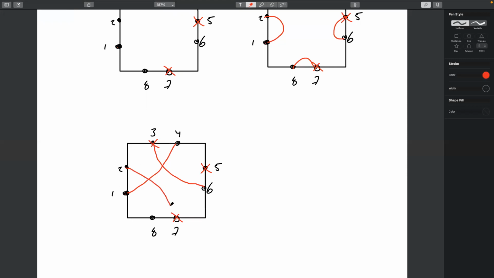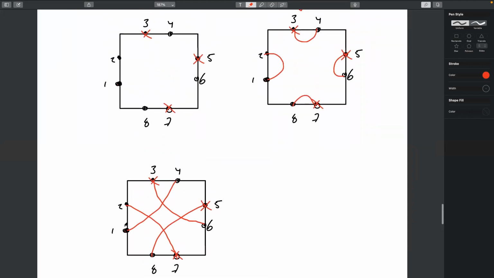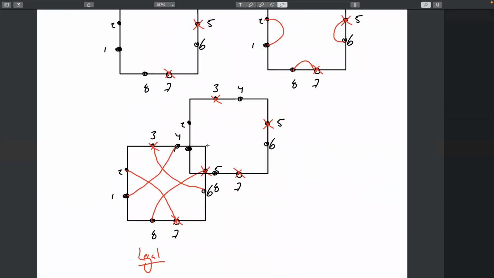3 goes to 6. 2 goes to 7. And 8 goes to 5. This is legal. And that was all determined. There was only one way to draw that tile once I knew 1 went to 4.